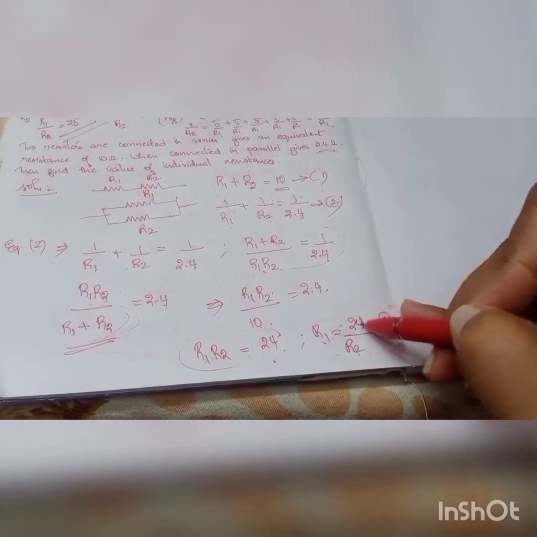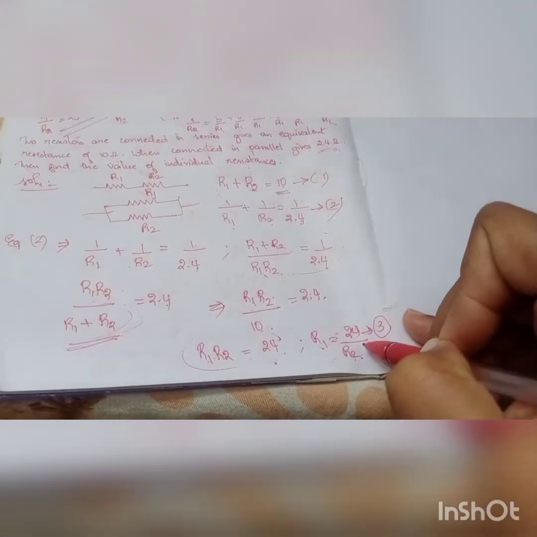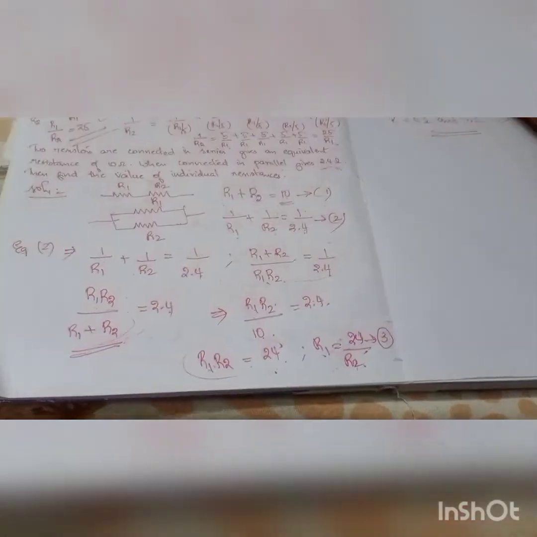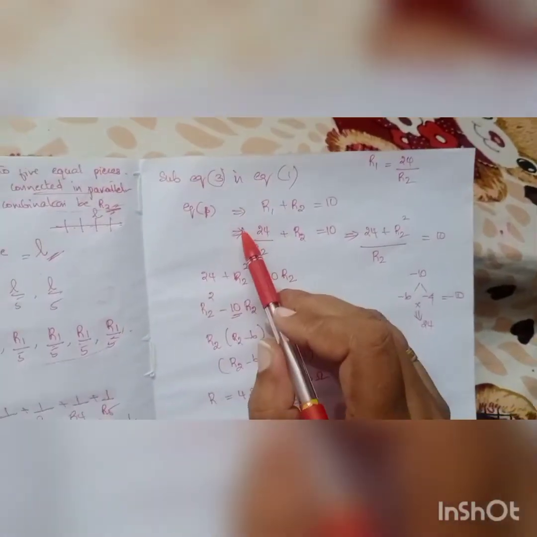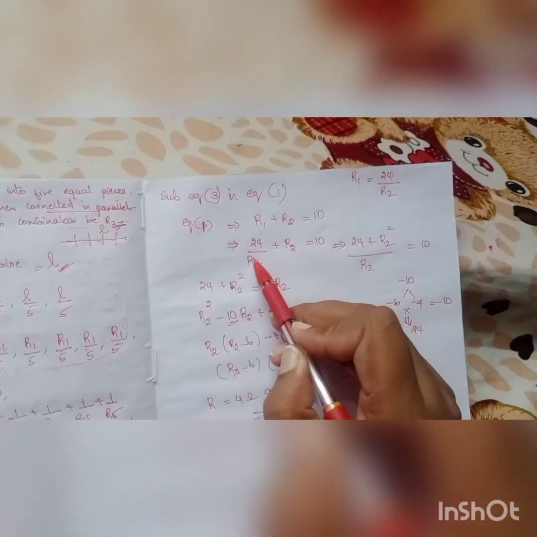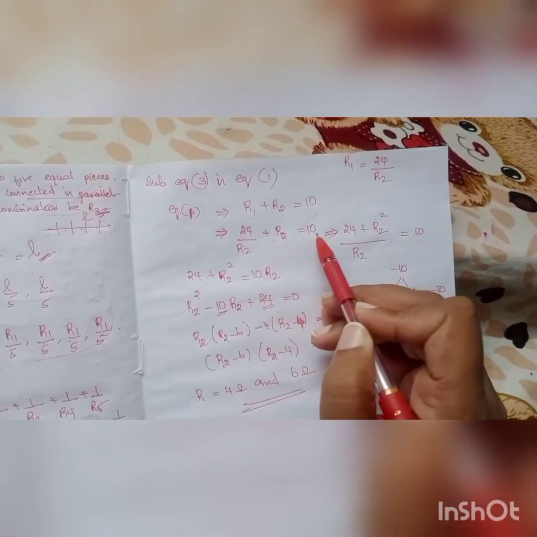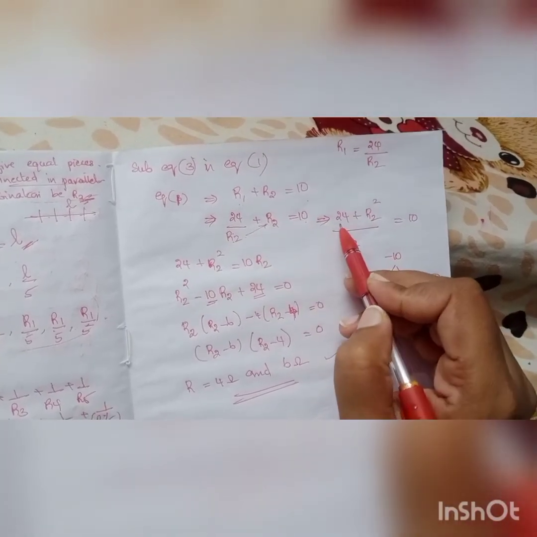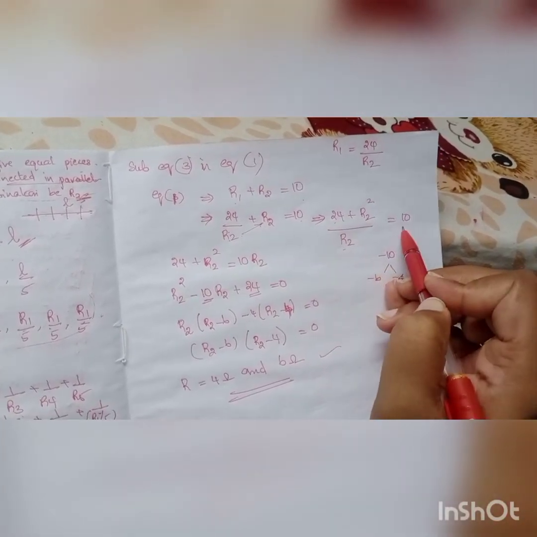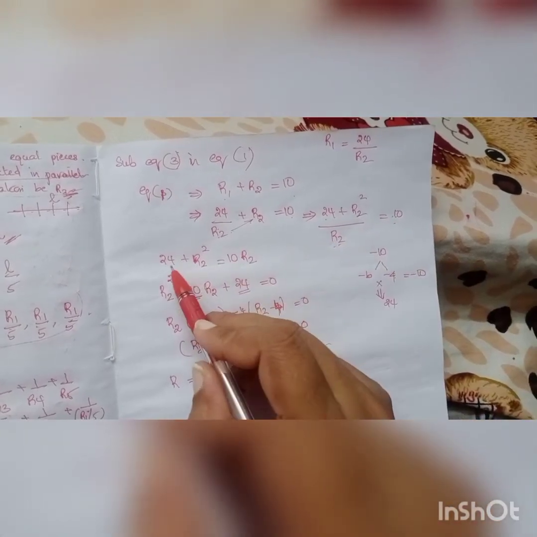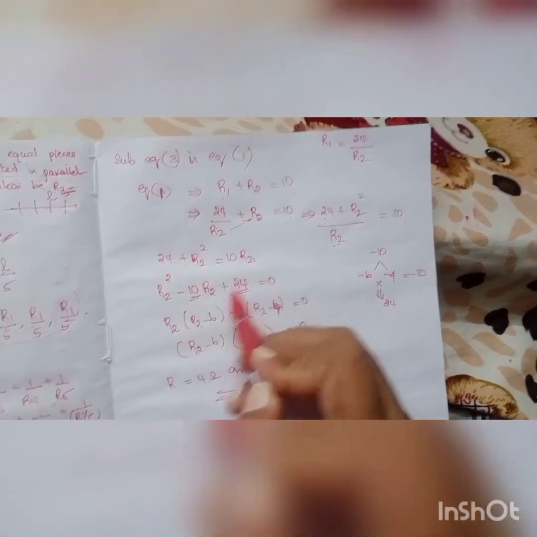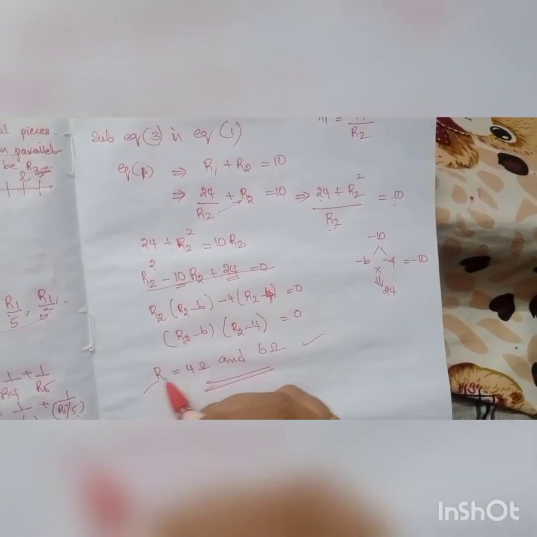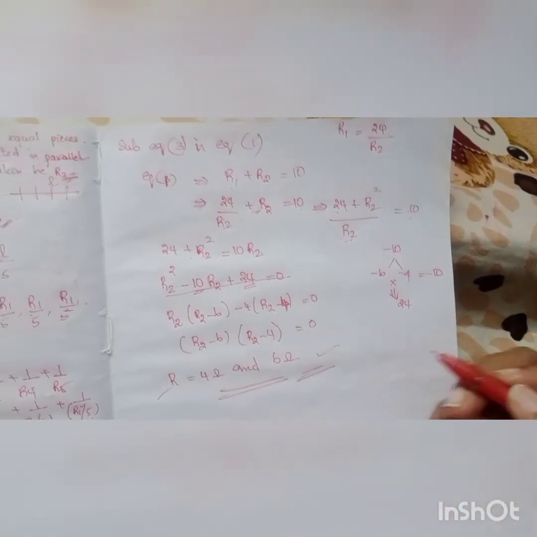From this I am finding a value for R1. So R1 is equal to 24 by R2. Now I am going to substitute this value in equation 1, R1 plus R2 is equal to 10. Instead of R1, I am substituting 24 by R2 plus R2 is equal to 10. Taking the common LCM, I'll get 24 plus R2 square by R2 is equal to 10. Multiplying, I'll get 24 plus R2 square is equal to 10 R2. So here it forms a quadratic equation. Finding the factors, I'll get the value for R as 4 ohm and 6 ohm.